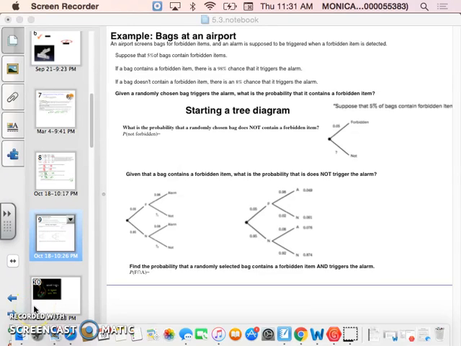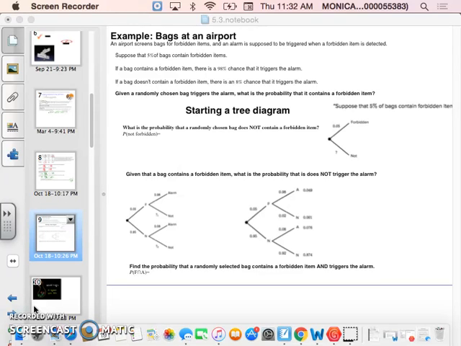Okay, so sometimes a two-way table is going to be a little bit confusing, or a Venn diagram. So sometimes we can just make a simple tree diagram to answer the questions at hand. And so this is an example called bags at the airport. Ever since 9/11, there's been a lot of work on making sure that bags are clean and clear so that people are safe when they travel. And so we've got some information.